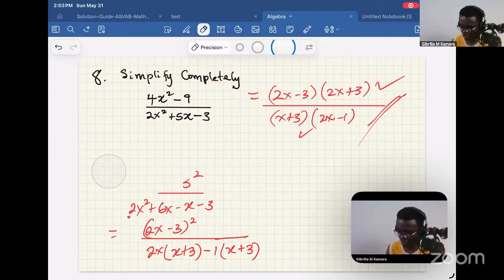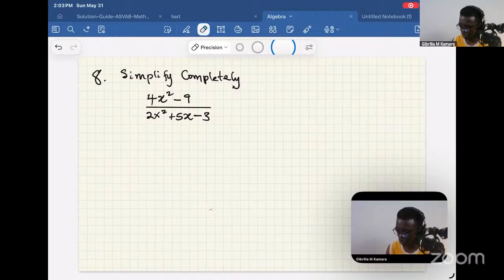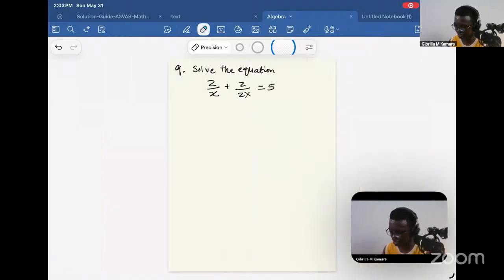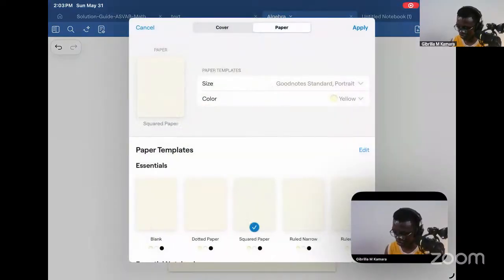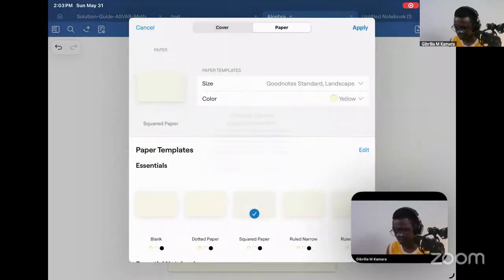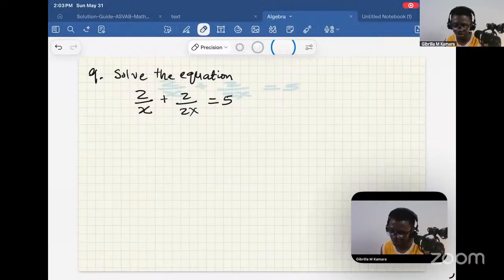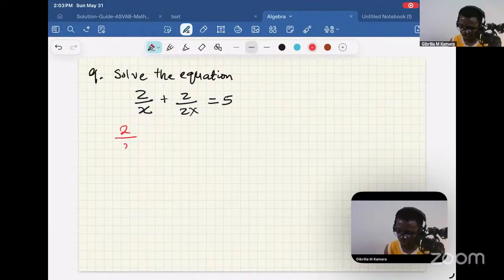So let's look at the next question, question 9. So this is question 9. And I'm going to change the layout to a landscape so we'll be able to see it clearly. So this question says solve the equation. We are asked to solve 2 over x plus 2 divided by 2x equals to 5.